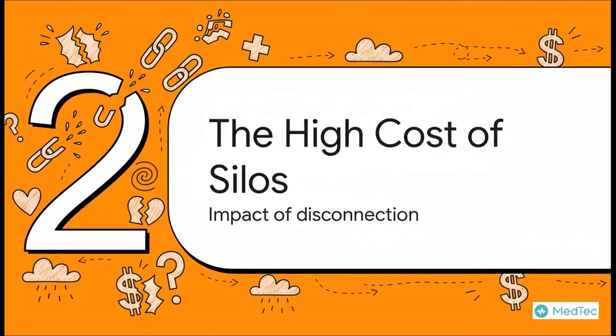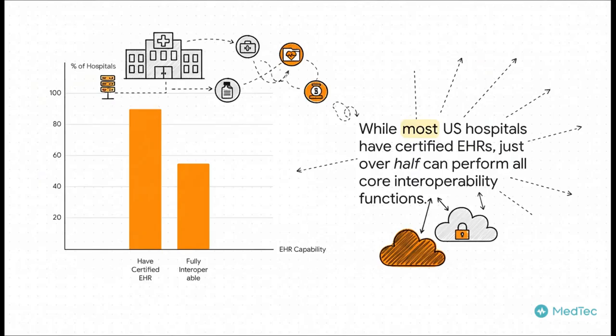And the stakes for getting this right are just massive. The price we pay for our current, disconnected system isn't just about frustration. We can actually measure it in real-world clinical risks and a staggering amount of wasted money. This data right here is incredibly revealing. You can see that while almost all hospitals in the US have the certified technology, only about half of them can actually do the 4 essential things for interoperability. And this just hammers home a critical point. Just having the tech doesn't mean you have a connected system that works.